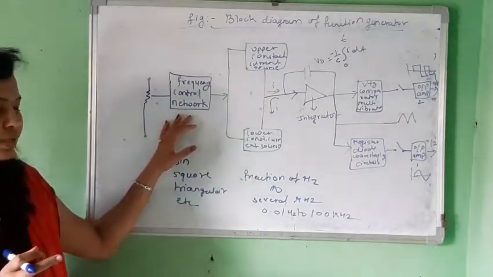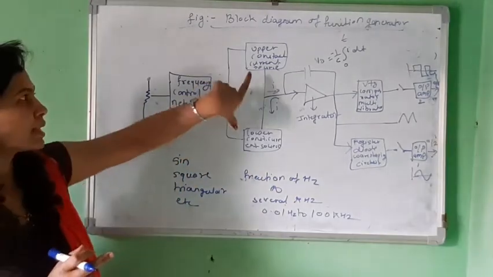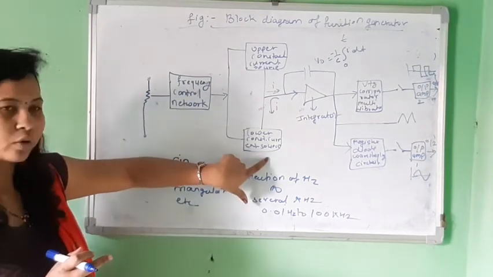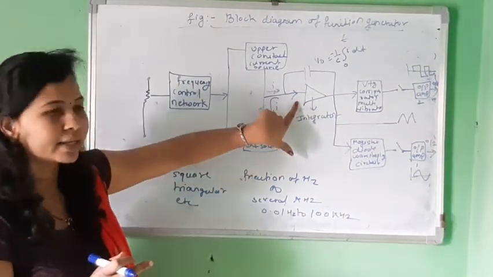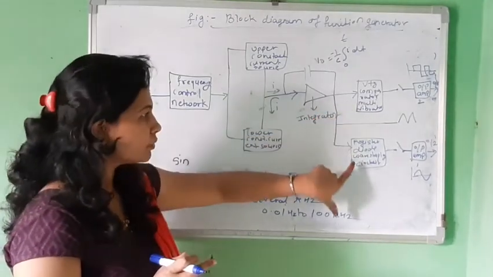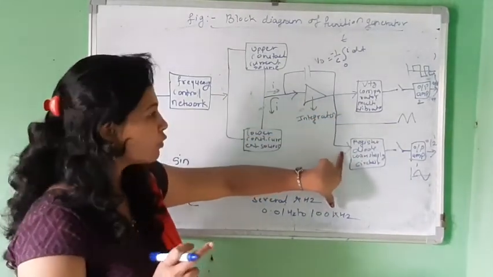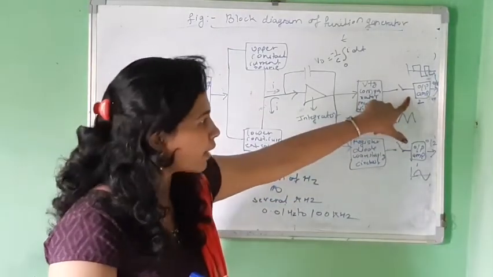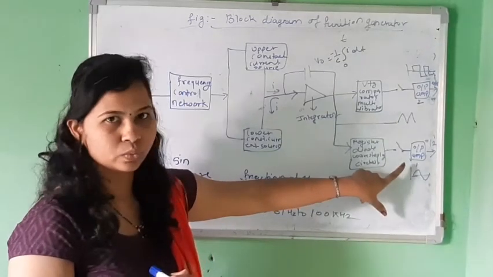Now we can see this block diagram. First block is the frequency control network. Second block is the upper constant current source. Third, the lower constant current source. This is the integrator. This is the voltage comparator multivibrator. This is the resistor diode wave shaping circuit. This is amplifier 1 and amplifier 2.